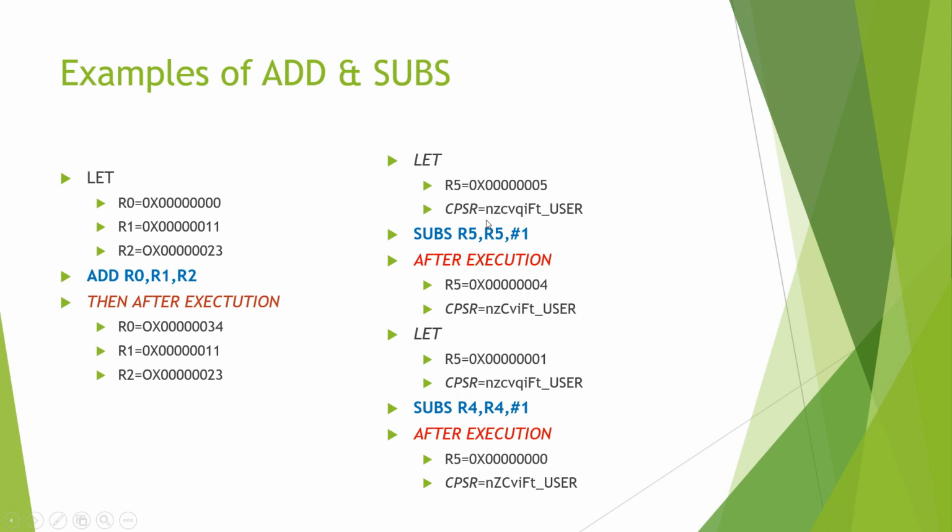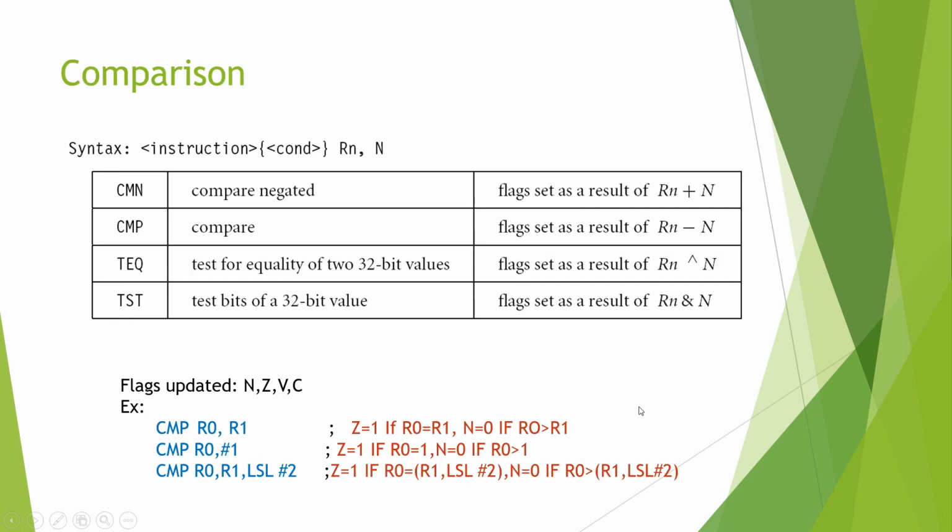Now on execution of this instruction, we have a carry flag being set. Looking at another example, we have R5 with the value 1, and when you decrement it by 1, we see that the Z flag and the carry flag are set and the N flag is cleared.